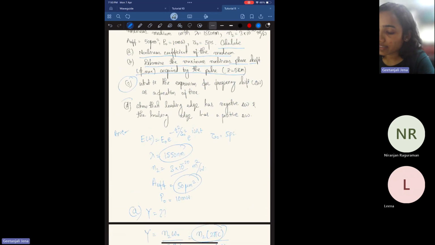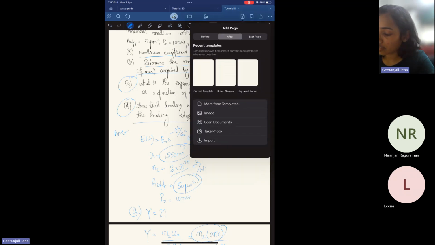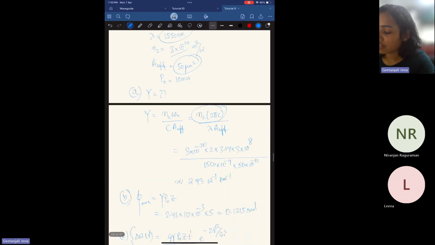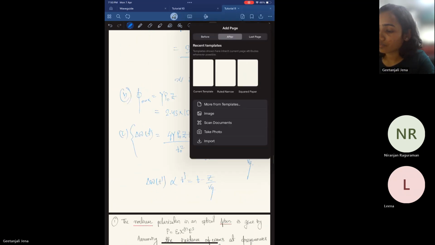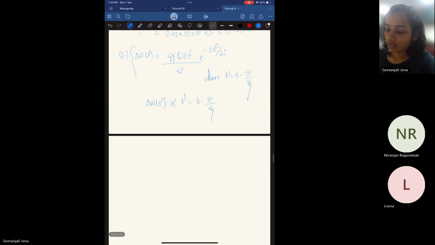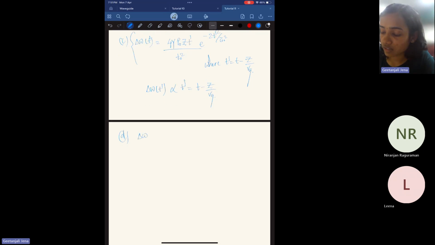So in the D part, it is asking that the leading has a negative delta omega and the trailing has a positive value of delta omega. Negative delta omega means there is a negative chirp in the pulse, and positive means it's a positive chirp. This is also straightforward because we have already seen the expression that delta omega is directly proportional to t minus z by vg.